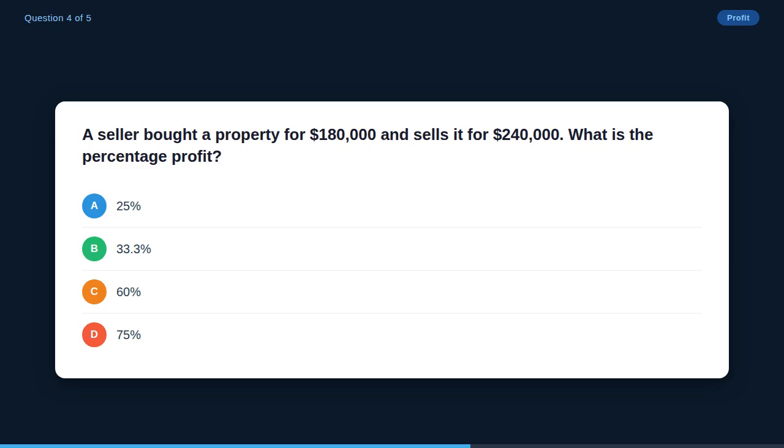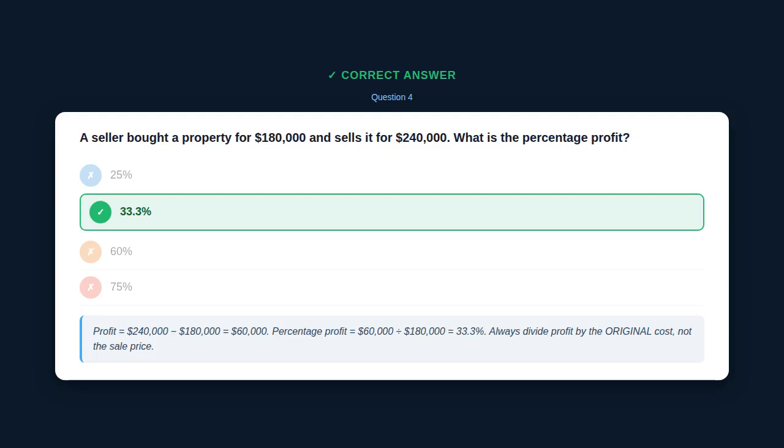Question 4 of 5. A seller bought a property for $180,000 and sells it for $240,000. What is the percentage profit? Option A, 25%. Option B, 33.3%. Option C, 60%. Option D, 75%.